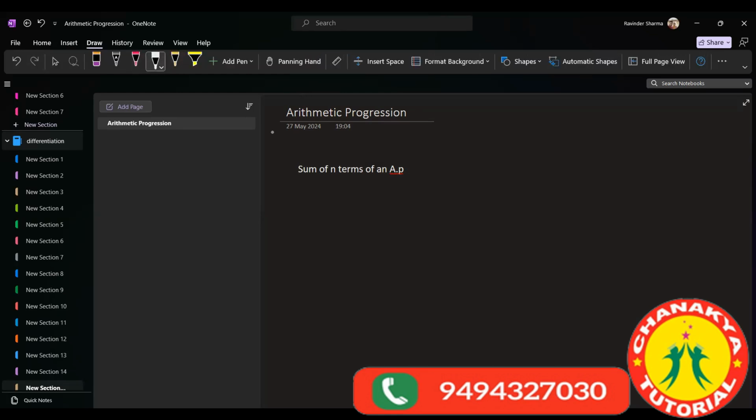And this nth term, this is the sum of n terms, and we have done the nth term of an AP. So before that, what is an AP, children? Abhinav, tell me what is an AP?